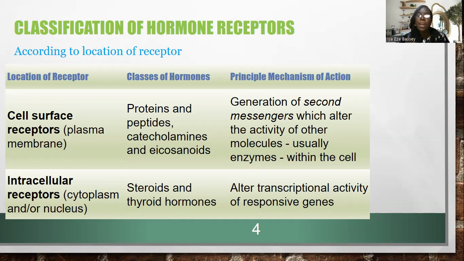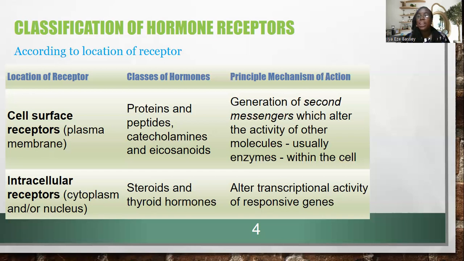All right, because these molecules are lipophobic, they cannot cross the cellular membrane. So they need to bind to the cell surface receptor. Binding to it causes the generation of second messengers, which alter the activities of other molecules, usually enzymes within the cell, thereby relaying the effect of the first messenger, which is the hormone.